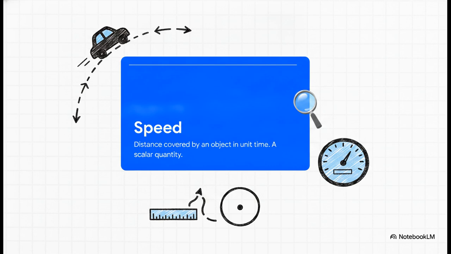Now, to figure out how fast you actually cover that distance, we calculate speed. Speed is just the distance covered by an object in a given unit of time. And because it relies entirely on distance, which remember we just learned is a scalar, speed is also a scalar quantity. It completely ignores direction. Your car's speedometer is a fantastic everyday example. It simply gives you the instantaneous speed at any given moment, telling you exactly how fast you're moving right then, regardless of whether you're heading north, south, east, or west.